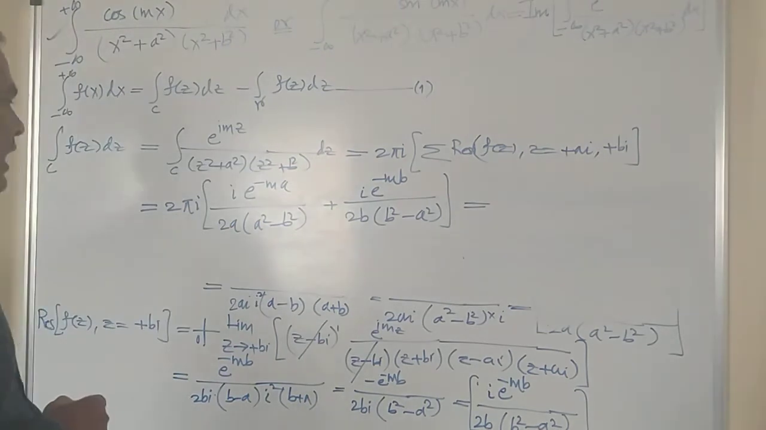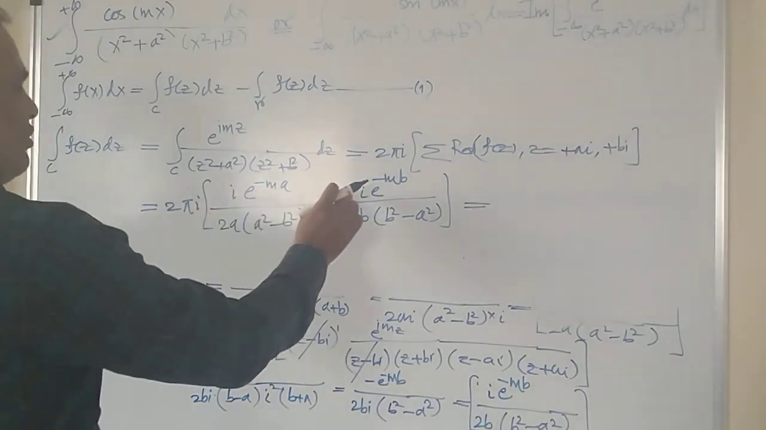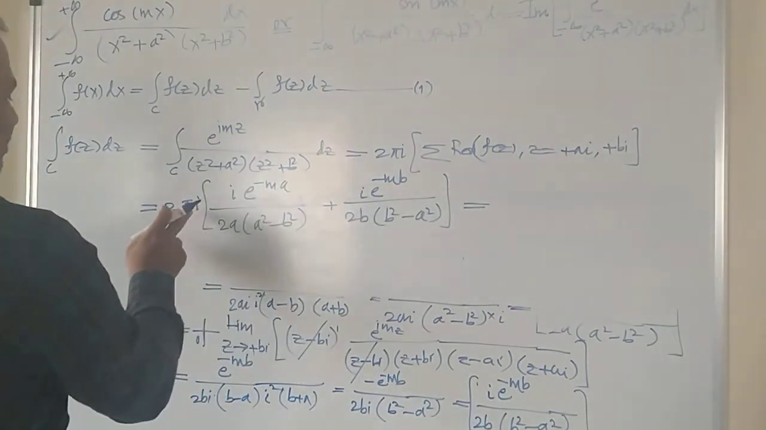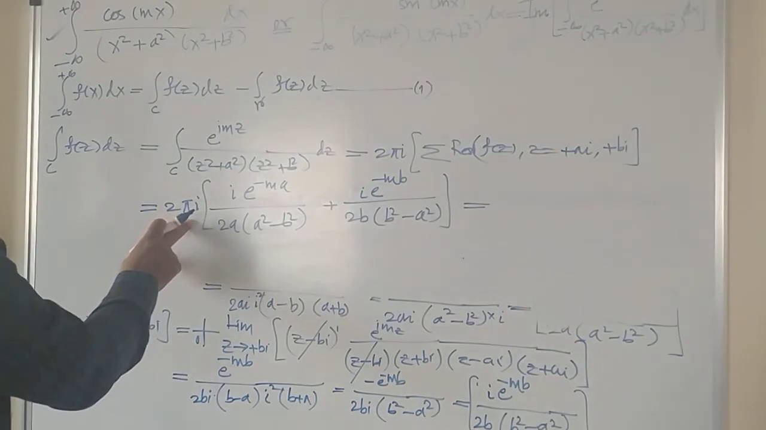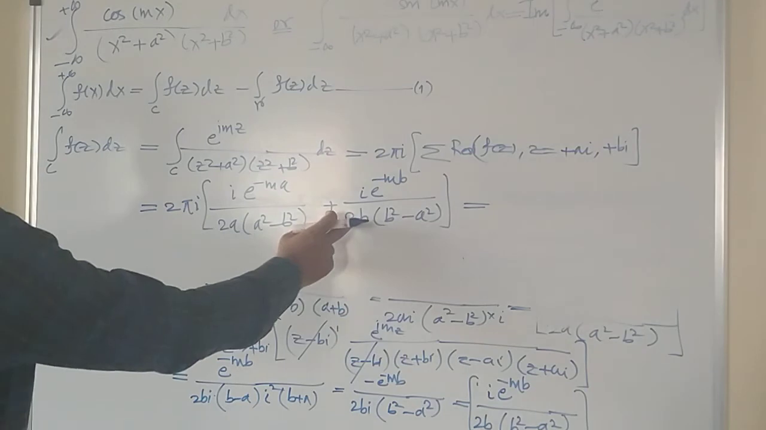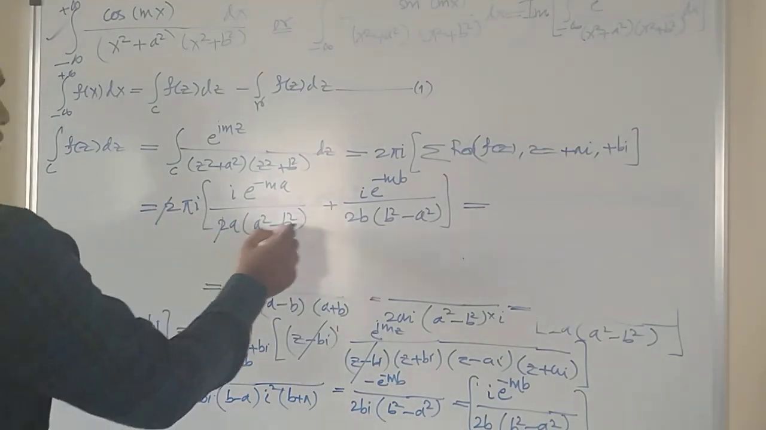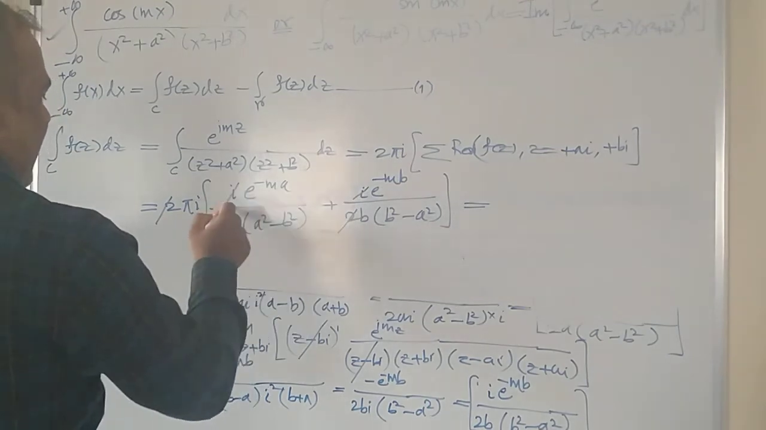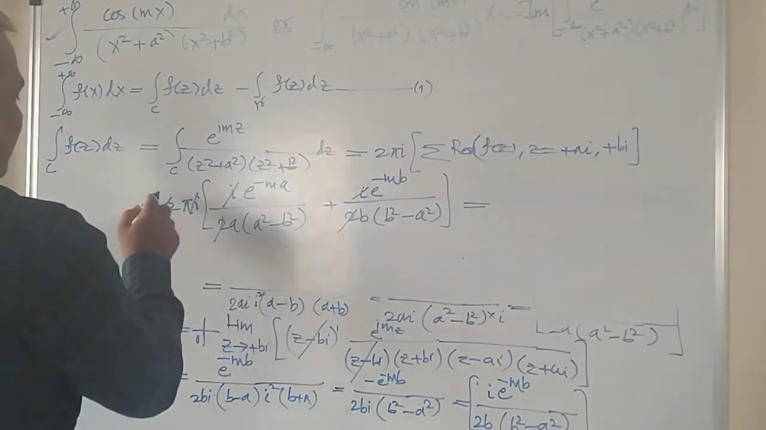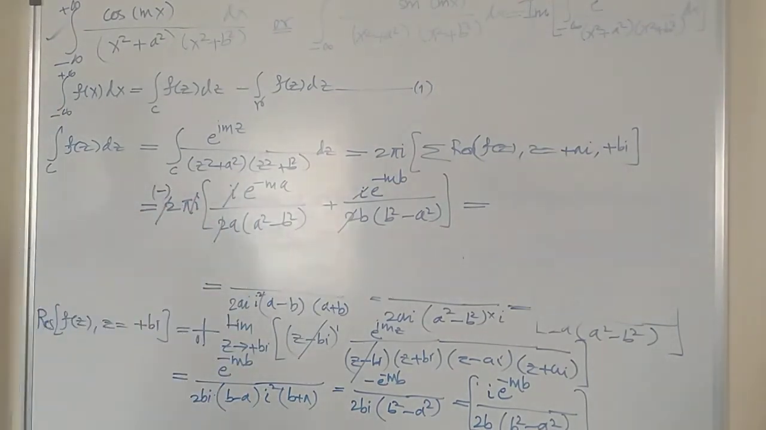This one. Now I can take out common, and this i will be outside. i times i will be i squared. So minus 2a. These two I can take out common, right? So these two get cancelled with these two, and this i gets cancelled, and you will have a negative sign here.